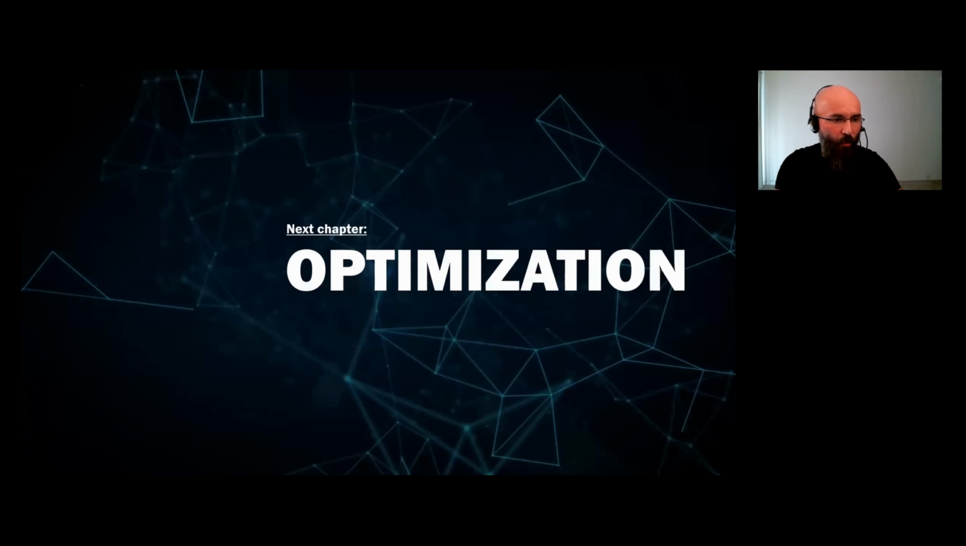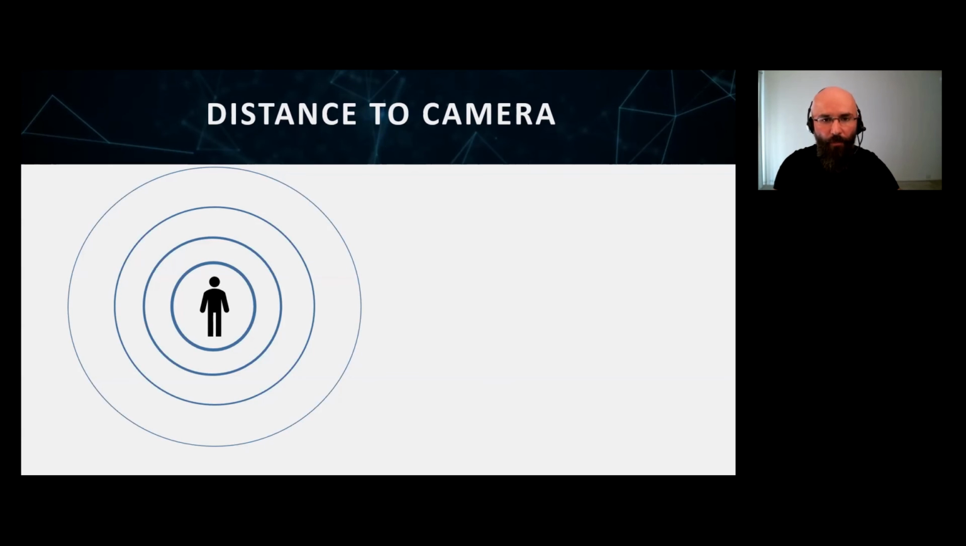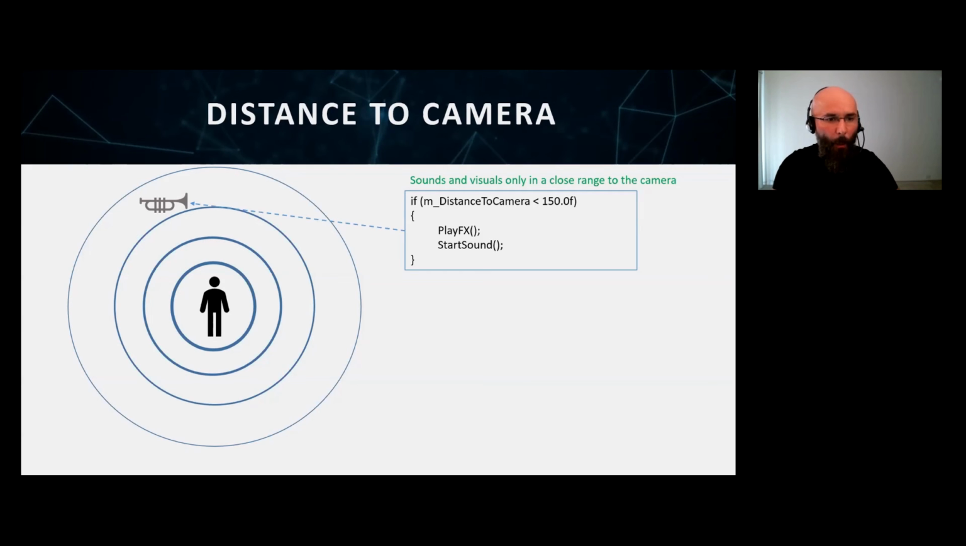And now we are going to the last chapter in our presentation. This is about optimization. This is very common in almost every game that we are using a distance to camera to try to optimize higher level logic in the game. So let's say we have the hero, and we can decide if we want to play the sound or play some special effect depending on the distance from the camera. So we are just doing it in a close range to the camera.